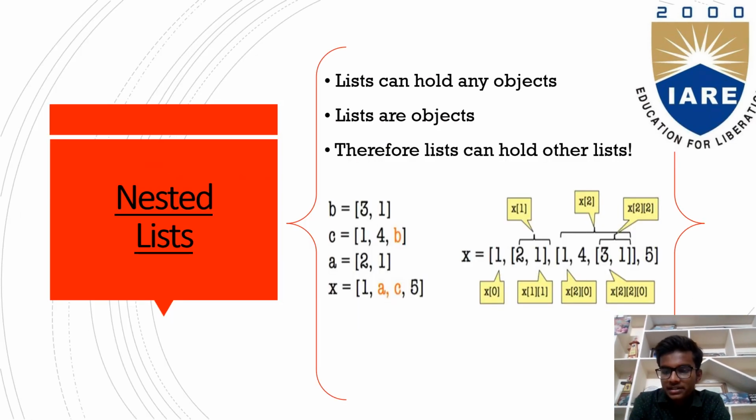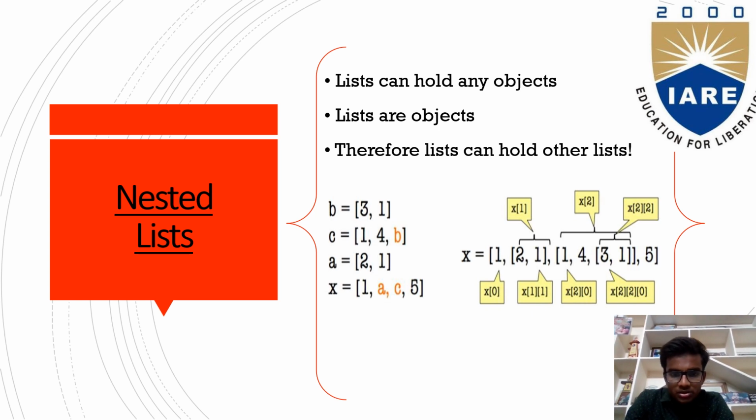Lists can be combined in several ways. The easiest is to just add. Another way to combine lists is with extend. If you need to combine lists inside of a loop, extend is the way to go. This can hold any objects. Lists are objects, therefore this can hold other lists.